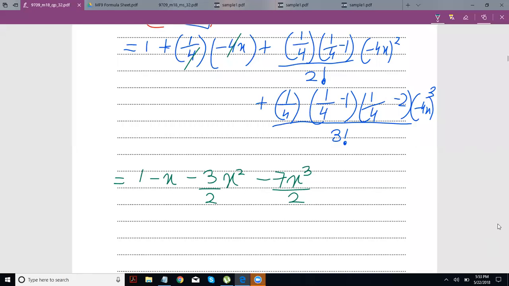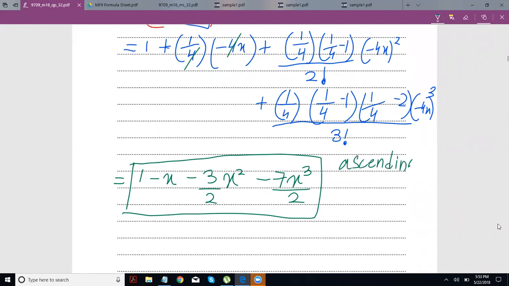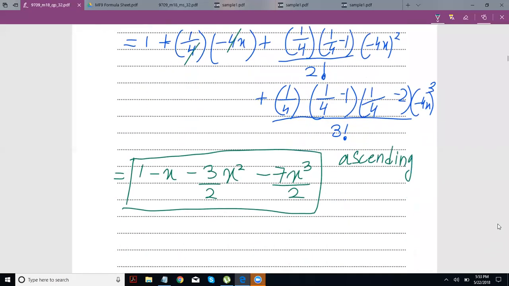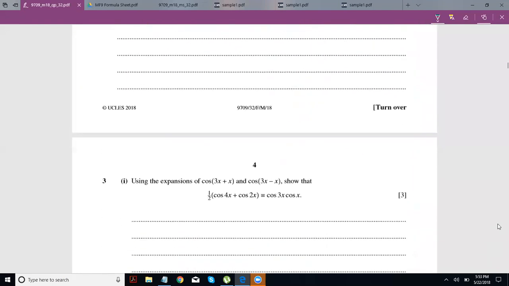And there you go. I just skipped ahead because I don't think anyone really has an issue with the basic simplification. Just be careful to arrange these in ascending, as is said in the question. So like, in ascending powers of x, which I have done. So the 1 is basically where x is power 0, then you have x power 1, x power 2, and x power 3.